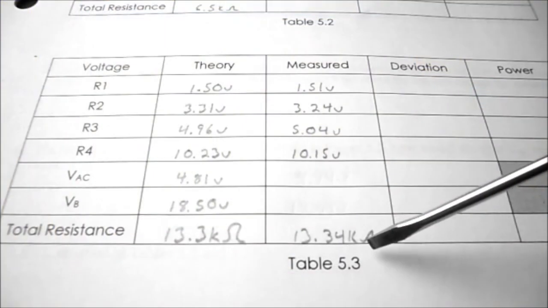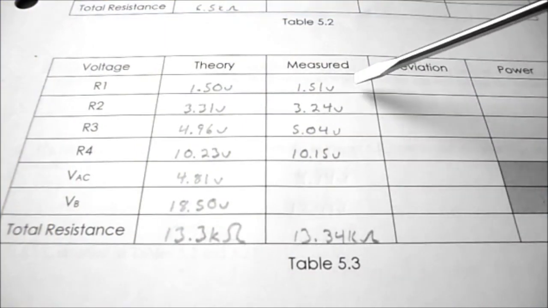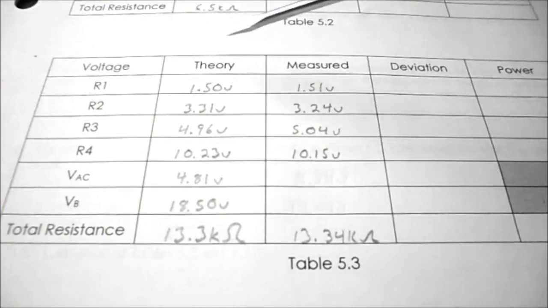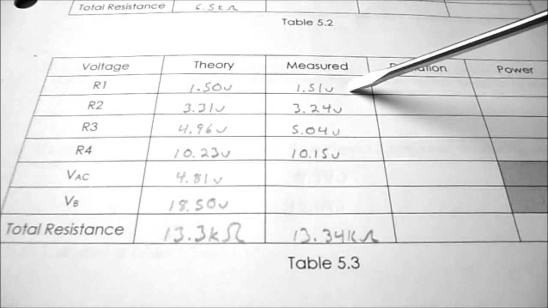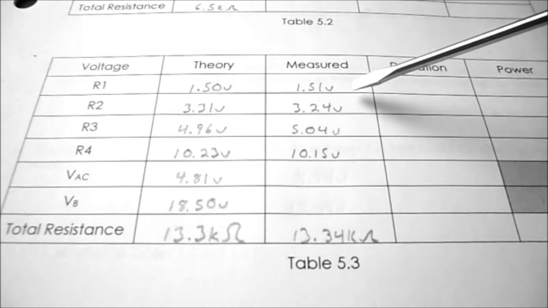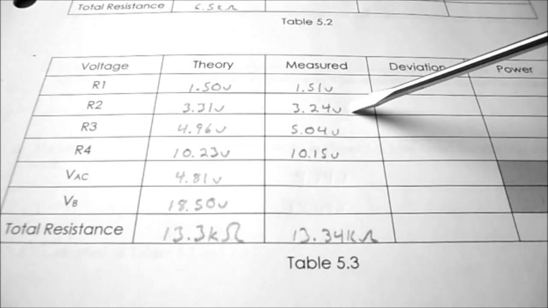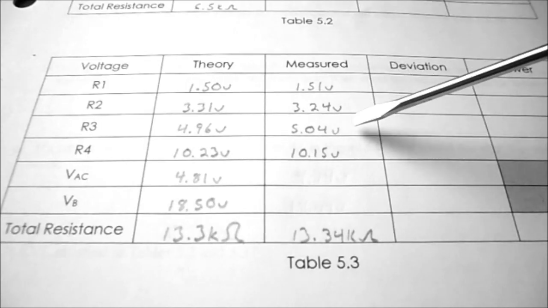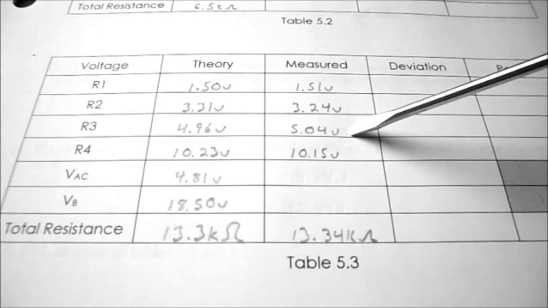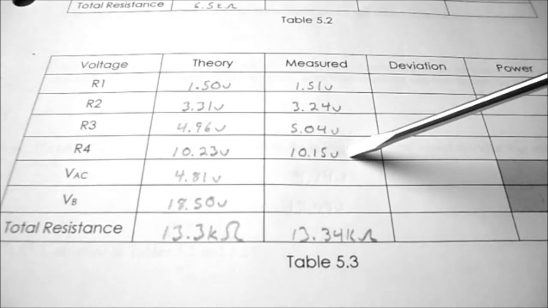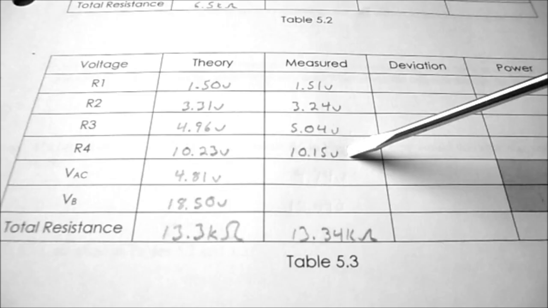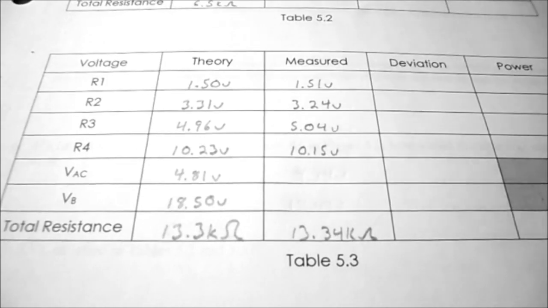So on table 5.3, under measured, for the voltage drop across R1, I've recorded 1.51 volts. For the voltage drop across R2, I've measured 3.24 volts. For the voltage drop across R3, I've measured 5.04 volts. And for the voltage drop across R4, I measured 10.15 volts.